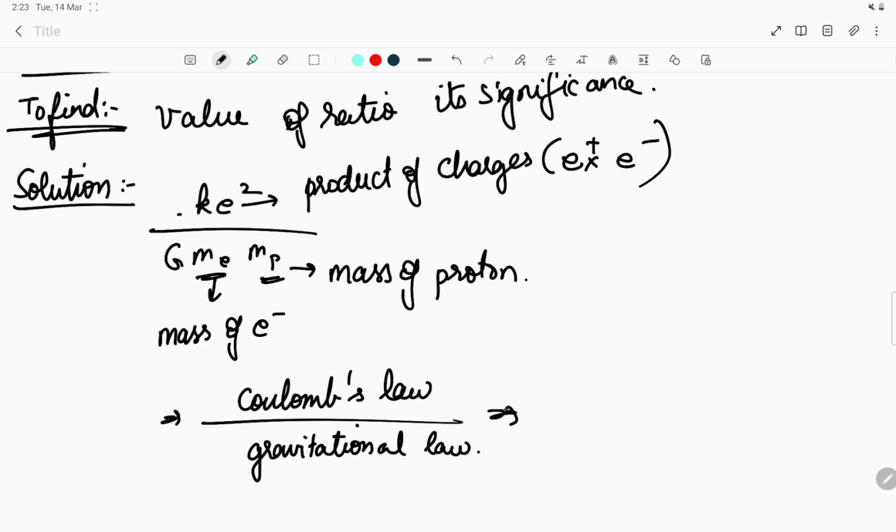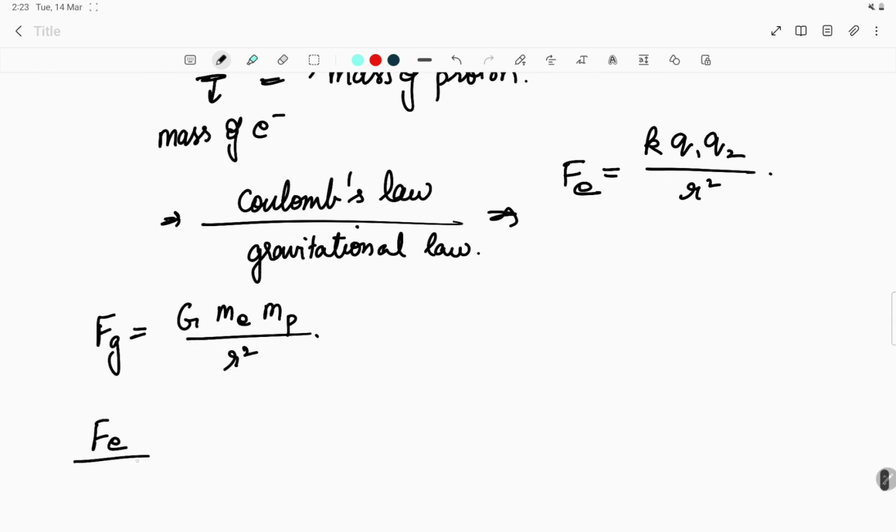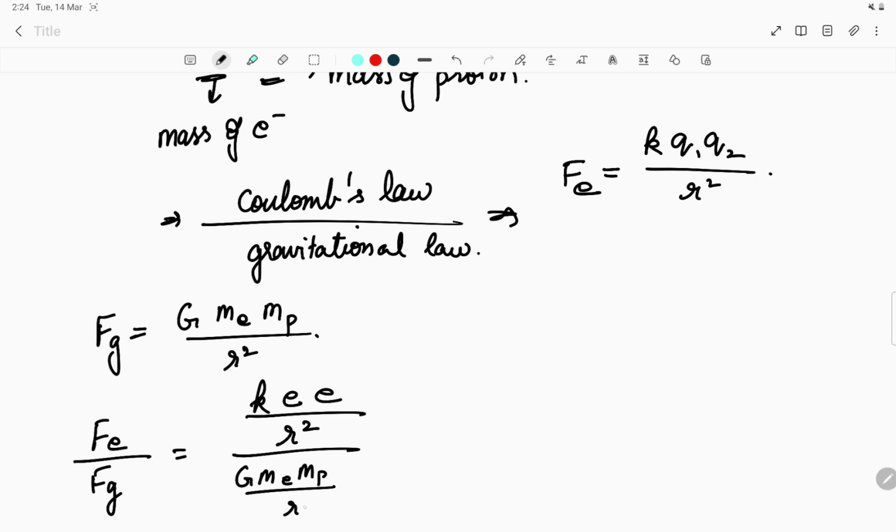So what is Coulomb's law exactly? The electrostatic force is equal to k into q1 q2 divided by r². And what about gravitation? Gravitation is G into mass of the electron, mass of the proton divided by r². Now if we take the ratio of both these forces, we get k e² divided by r², divided by G mE mP divided by r². So r² gets cancelled, and this is ke² divided by GmEmP.